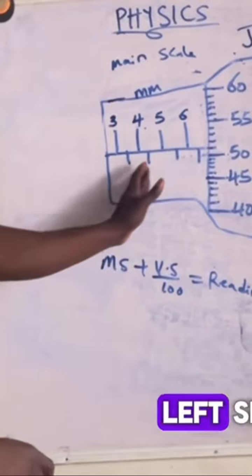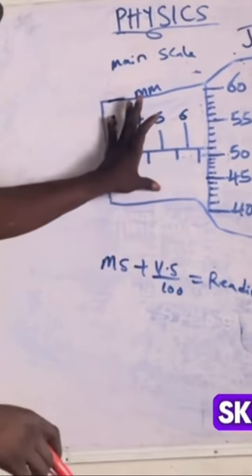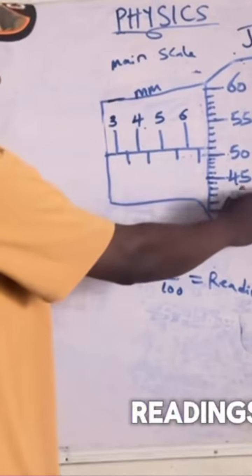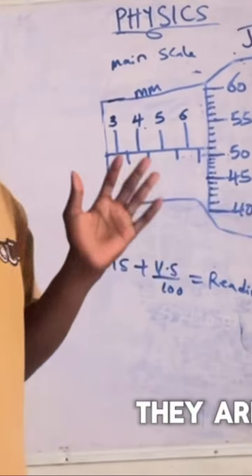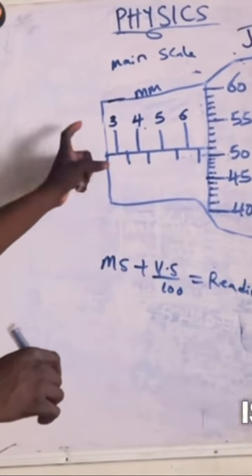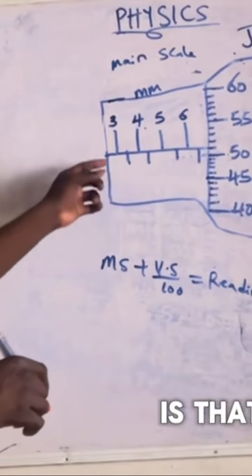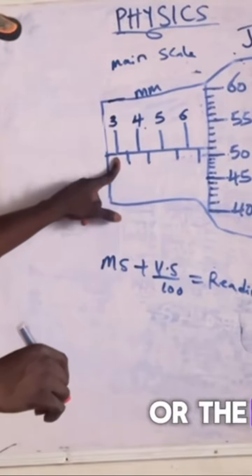The numbers at the left side like this are your main scale, while the numbers or readings at the right side like this are your Fresnel scale, basically. Now, in this video, what you should know is that if you want to find your total actual reading for your main scale, you have to know the first value here.